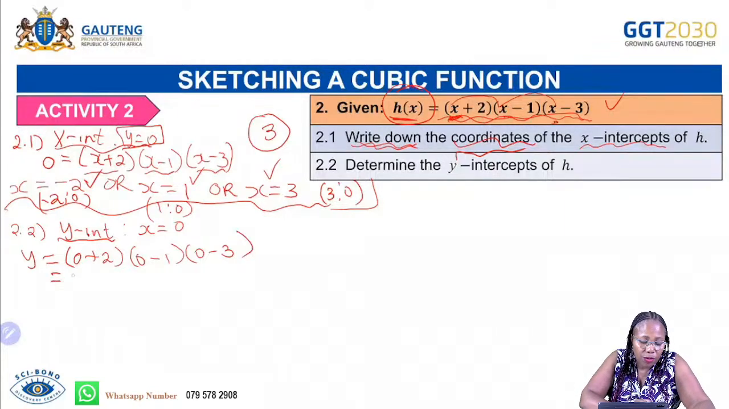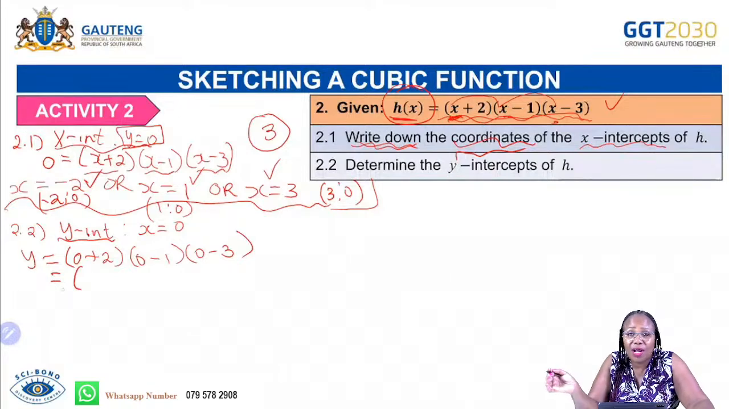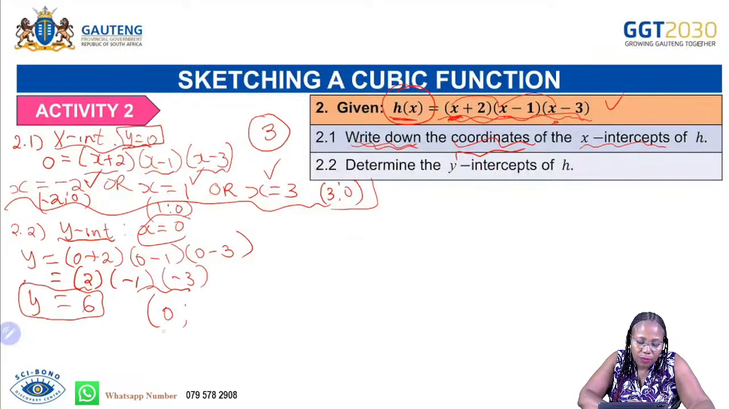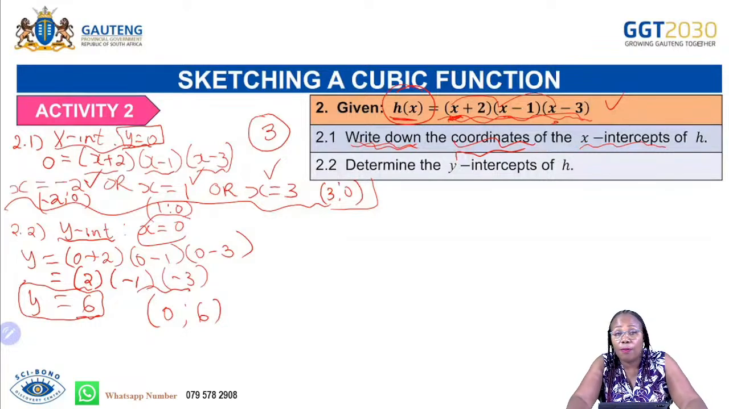And then now, you can use your calculator straightforward, it's fine. Or you can simplify 2, the first bracket, minus 1 and minus 3 for the second bracket. Then this will give us positive 3 times 2, which is a 6. Therefore, our y-intercept is 6. If they need it in coordinate form, x is 0 and y is 6. That is the coordinate form of that y-intercept.